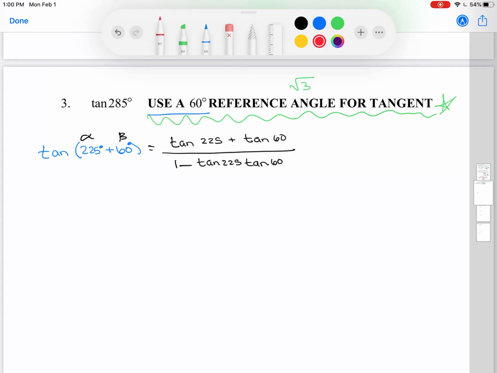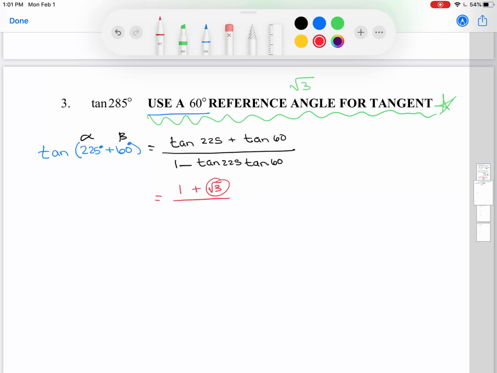All right, let's clean this up. Remembering tangent 60 is root 3. Tangent at 225 is a 45-degree reference angle, which is the best tangent there is because it's always going to be 1. If it's ever a 45-degree angle, we're always talking about 1. So tangent at 225 is going to be in the third quadrant. 225 is in the third, which means tangent is positive. So I'm looking at a positive 1 plus tangent at 60 degrees would be a nice root 3.